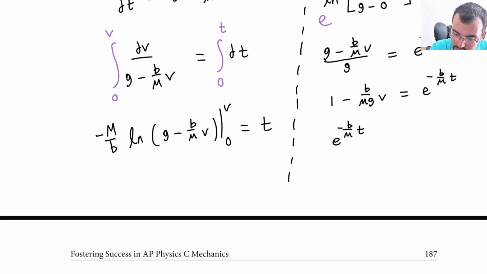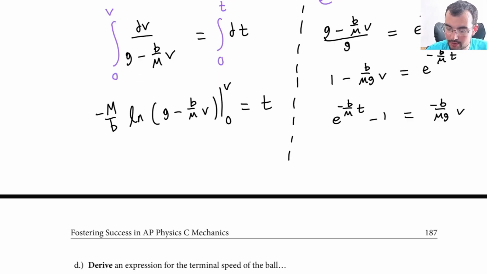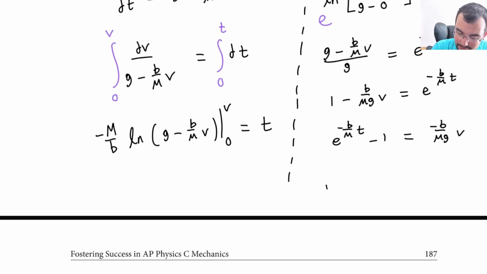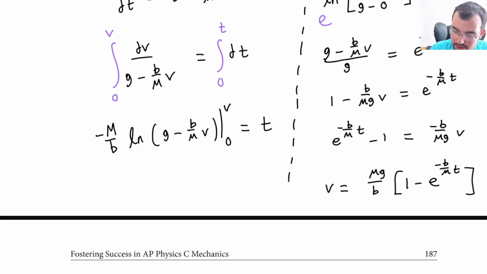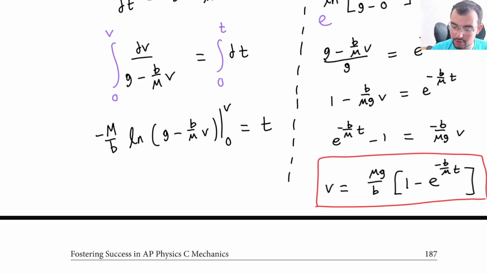So this would mean e to the negative b over m times t, minus 1, is equal to negative b over mg times v. Or we can multiply and we would get v equals mg over b times the quantity 1 minus e to the negative b over m times t. And if we were paying attention, we would know that this is the approach function. So v is going to start at 0 and approach a maximum value given by this, which we will know as the terminal velocity.